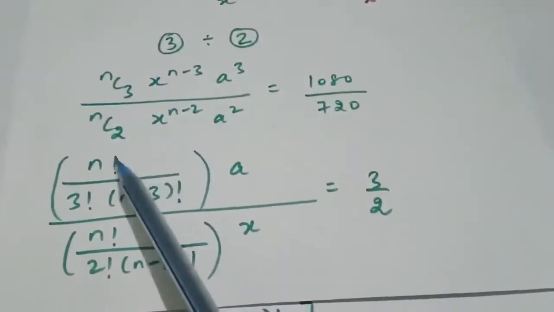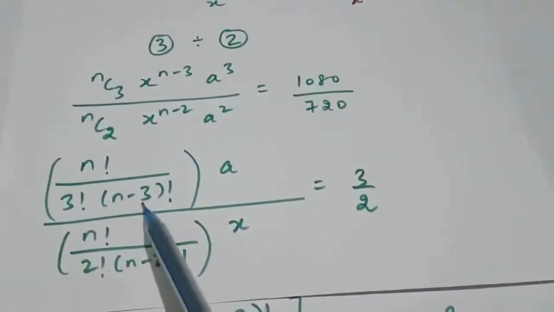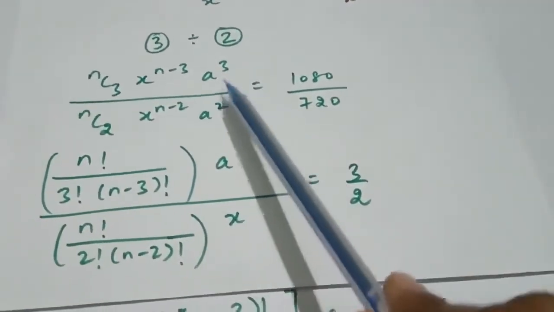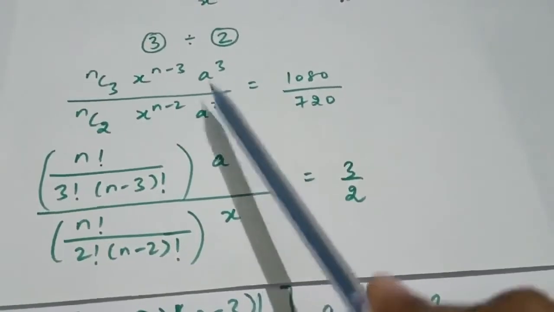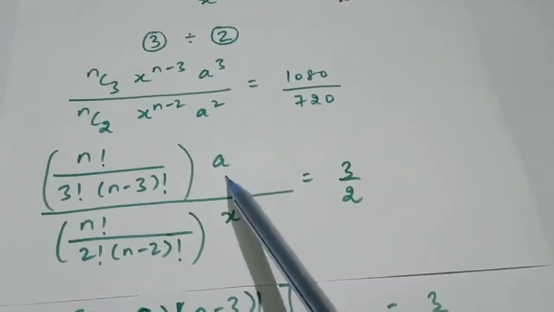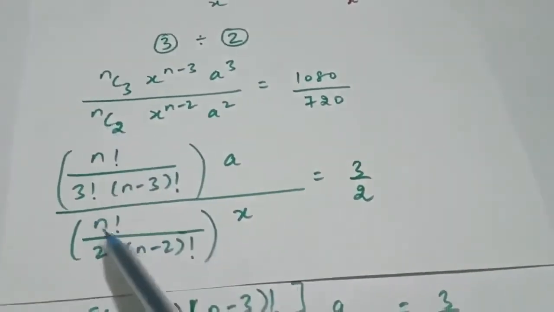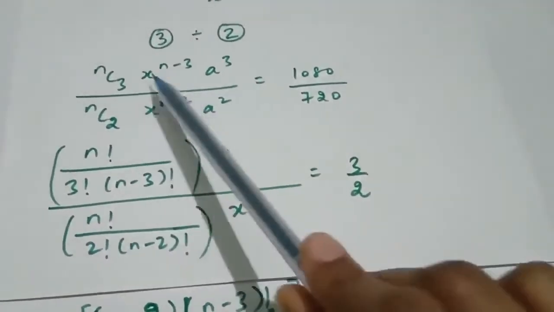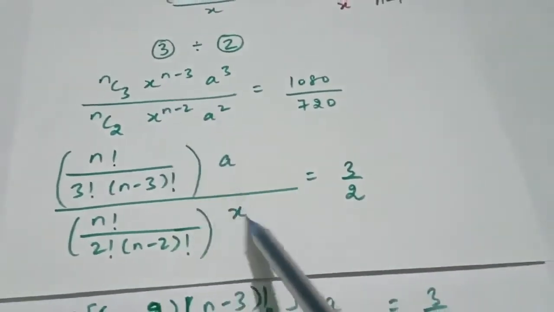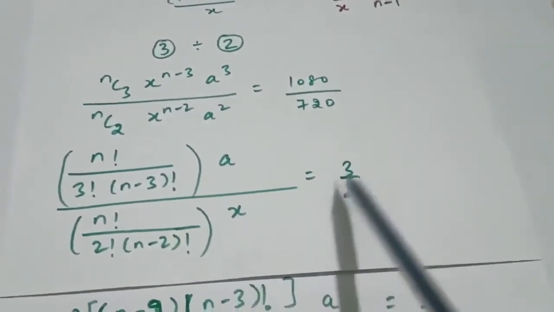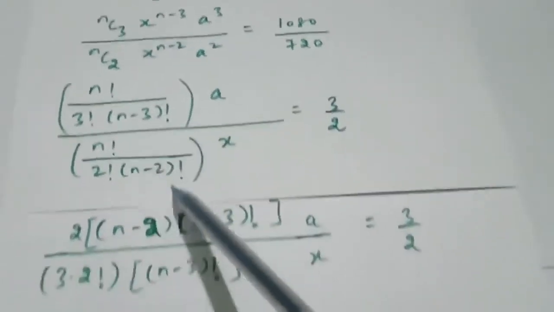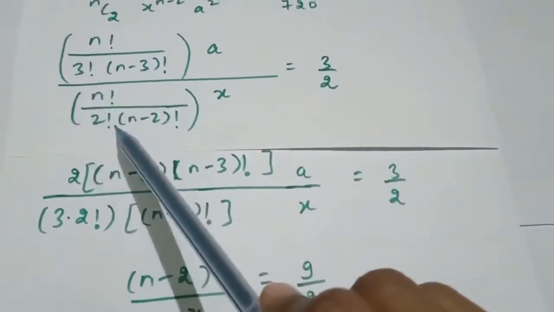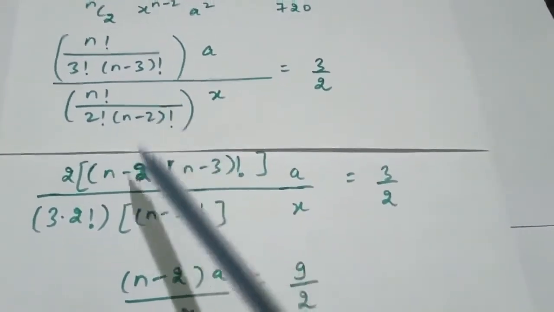nC3 will be n factorial upon 3 factorial into (n minus 3) factorial into a. Why a? Because here it is a cube and in the denominator it is a square. So cancel this out, you will get a in the numerator. nC2 will be n factorial upon 2 factorial into (n minus 2) factorial into x. When you solve these two terms, you will get x in the denominator, equal to 3 upon 2. Now cancel this n factorial, right? This part will go in the numerator.